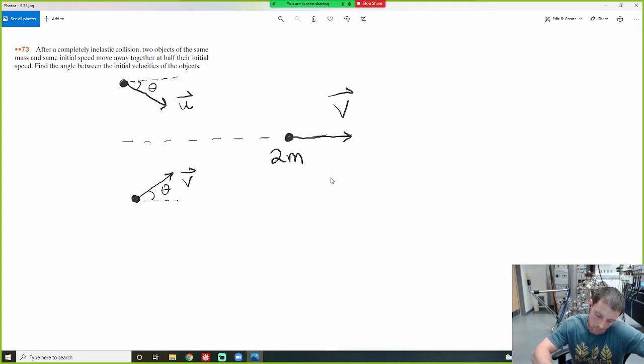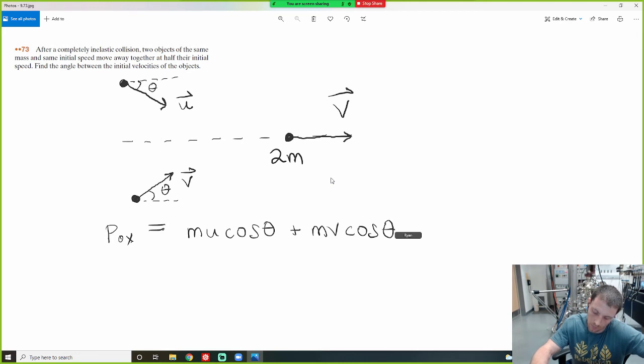We write out the momentum of the system in the x direction. This is m, let's see here, mu cosine theta plus mv cosine theta. But remember that they have the same initial speed, and the reason that I didn't call both of the initial vectors u or both of them v is because it would be sloppy, since they aren't the same vector. They have the same magnitude but different orientation. So I'm trying to be a good example, not be sloppy.